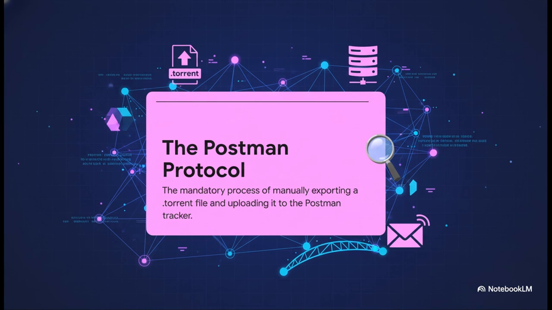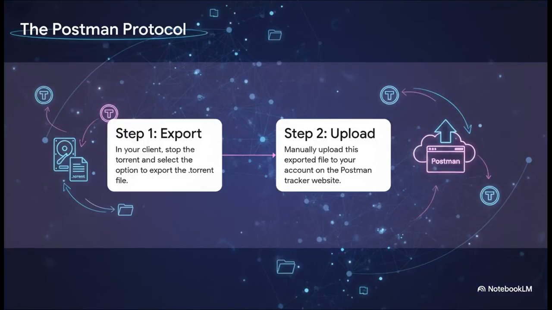Now listen, this is a mandatory manual process. It's not automatic. You have to actually export your torrent file and then upload it to the Postman tracker to announce to the whole I2P network, hey everyone, I've got this file, come and get it. And it's actually just a really simple 2-step process. First, you stop the active torrent in your client and find the option to export the .torrent file. Second, you manually upload that file to your account on the Postman tracker's website. That's literally it. You are now visible.